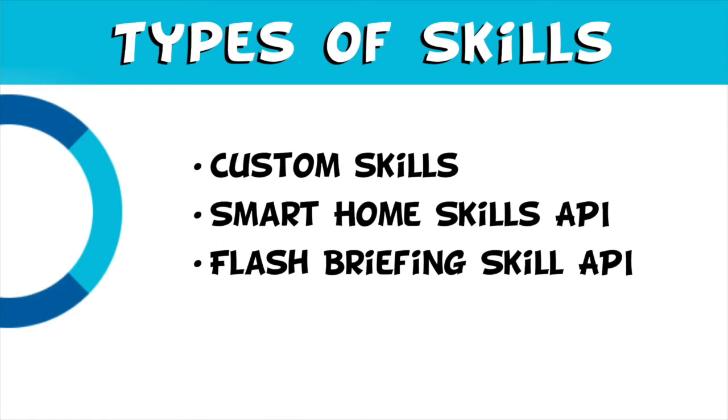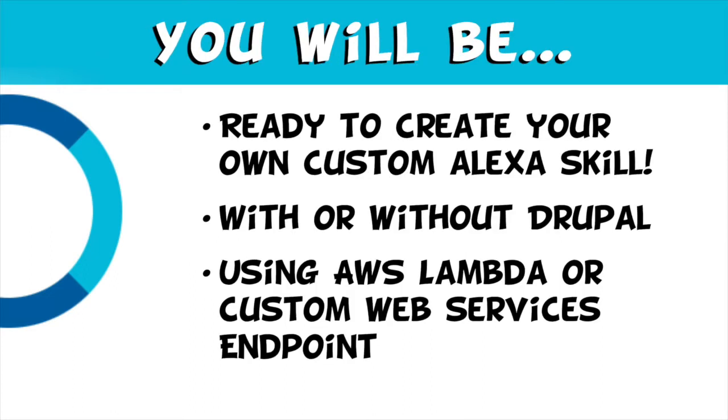There are three types of Alexa skills: custom skills, smart home skills, and flash briefings. We'll be covering custom skills, but we'll also demo our Drupalize Me flash briefing at the end of the session. By the end of this presentation, you should feel empowered and ready to create your own custom Alexa skill, with or without Drupal. To get the most out of this presentation, you should be an intermediate coder and comfortable tinkering with code. But you don't have to be a Node expert or a web services expert to create an Alexa skill. It's a pretty accessible development experience. If you've already created a custom Alexa skill, stick around as we'll go beyond the basics in the session, and maybe you'll pick up a new trick or two.